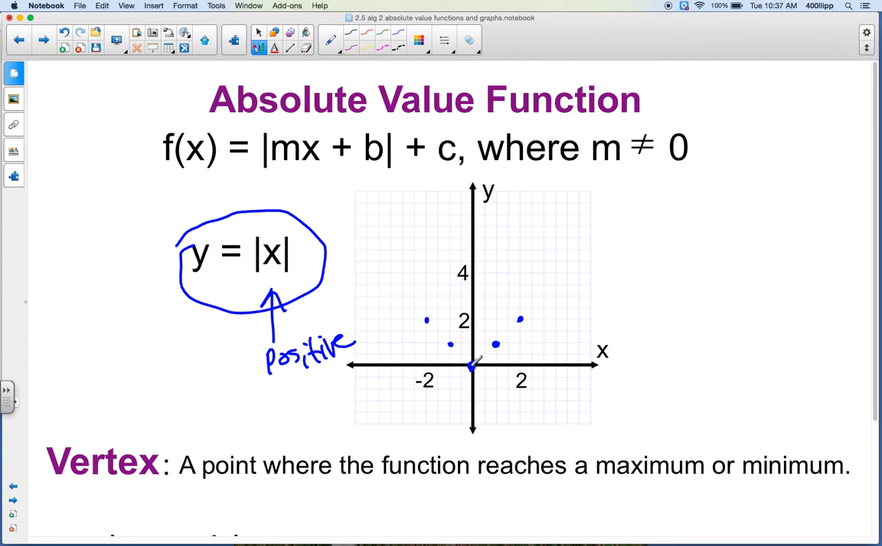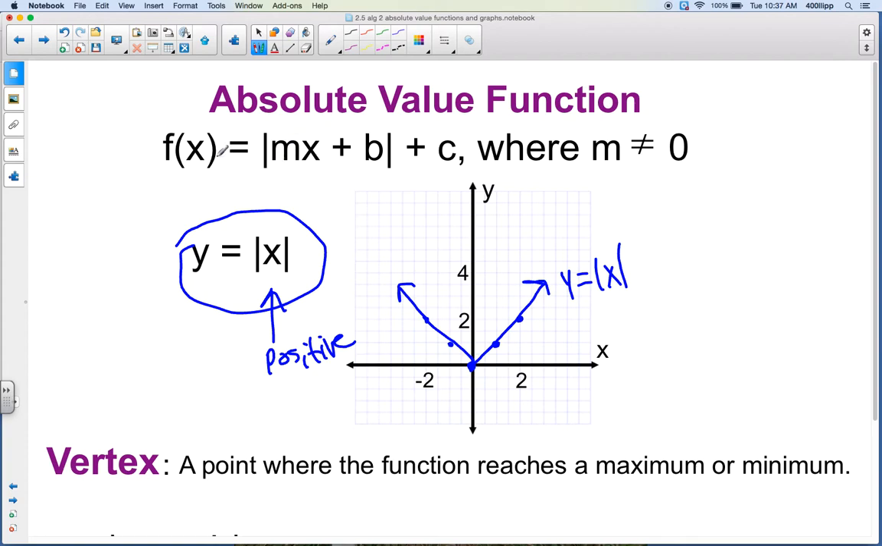So if we look here, the absolute value of something is actually going to be drawing a V-shaped graph here. And that's because it's making everything positive here. So this is our parent graph, which is the simplest version of an equation. And this is the absolute value of x.